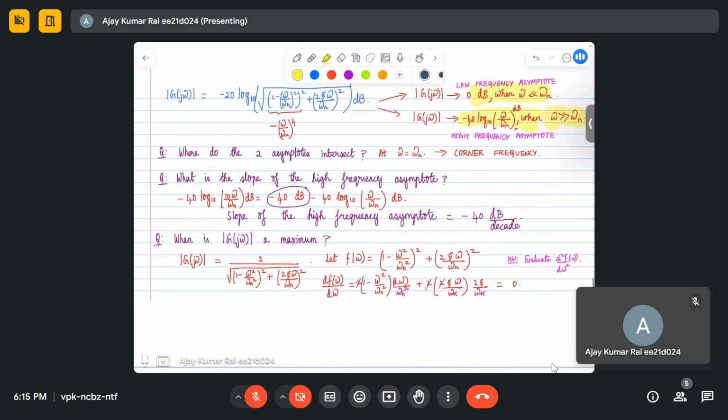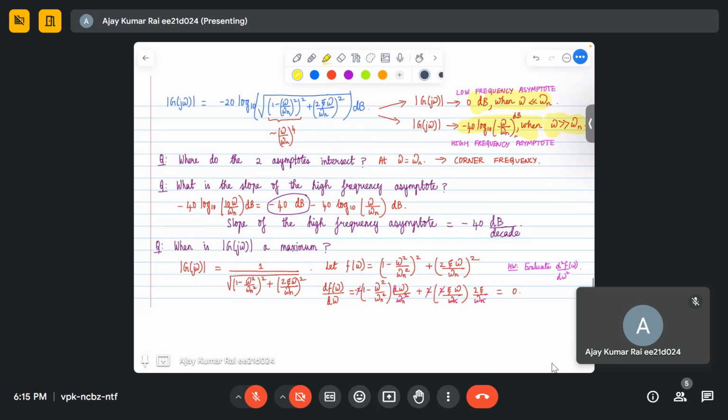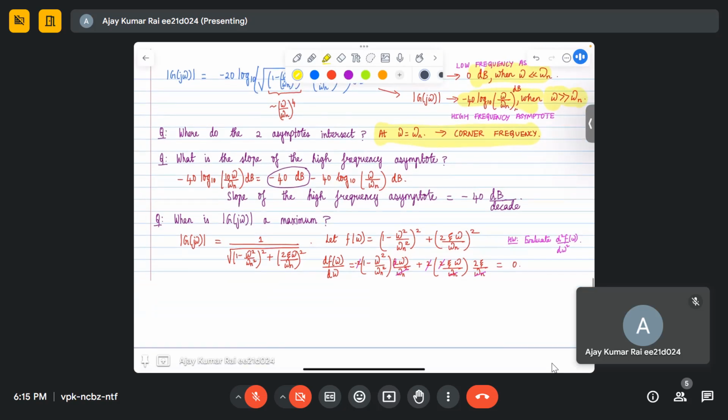Again, how to find the corner frequency? The procedure is the same. You see at what frequency your high frequency asymptote intersects the low frequency asymptote. In this case, if you put omega equal to omega n, the value is equal to 1, so log of 1 is equal to 0, that is 0 dB. So omega equal to omega n is the corner frequency. You'll see it in the questions also. How to find the slope? The procedure is the same here also.